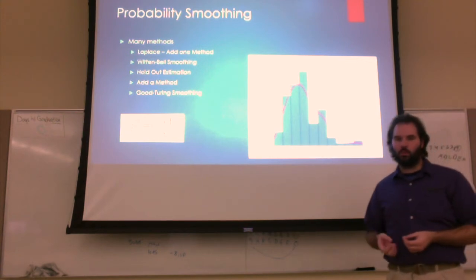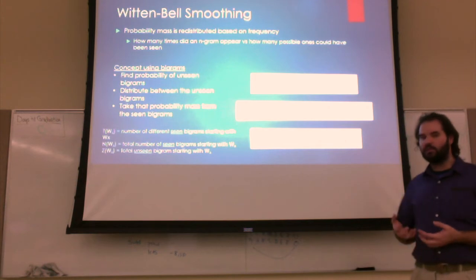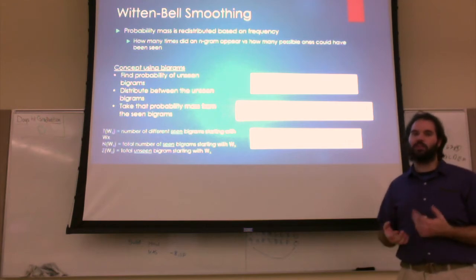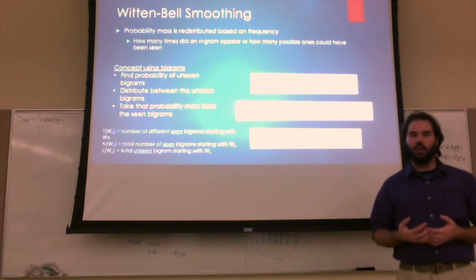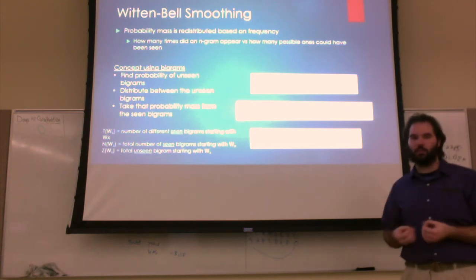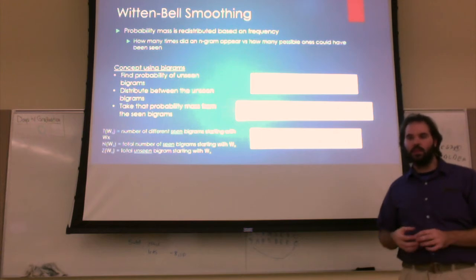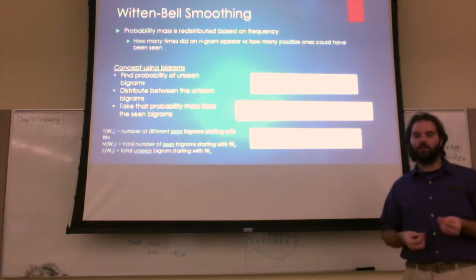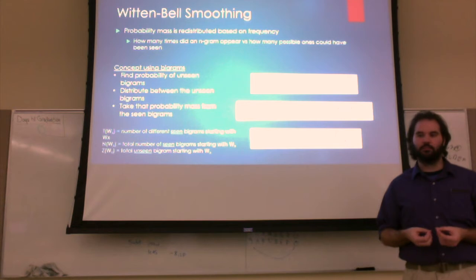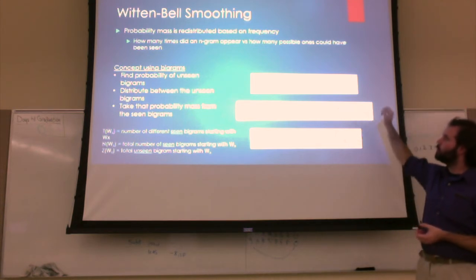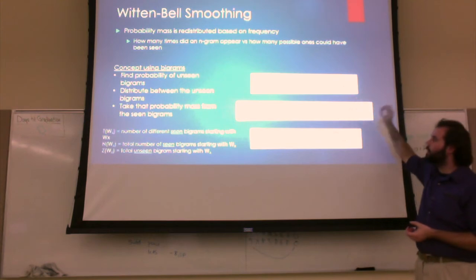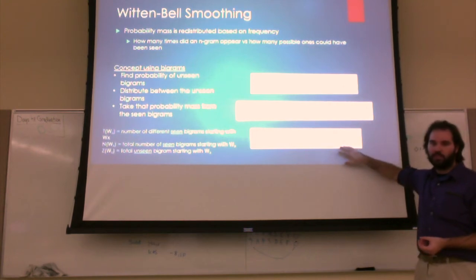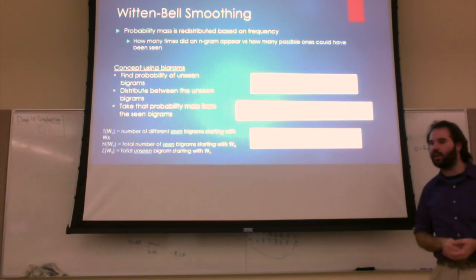One that doesn't is the Witten-Bell method, and that's the one we use. And this is based on frequency. So the more often you say one word versus another will change the probability of it appearing. The basic idea is to go through and find the probability of all the unseen bigrams, for example. And then you would distribute that probability amongst all the unseen bigrams. And then you would start taking that probability mass from the ones you did see. So you would calculate the probability of the total unseen, distribute it based on frequency to all the unseen ones, and then go back through all the ones you did see and modify the probability to account for the mass you just added.